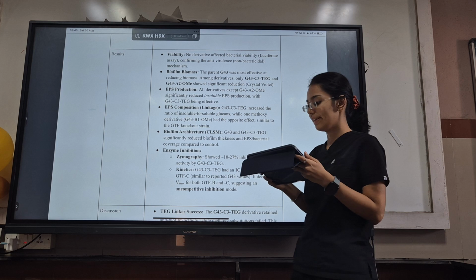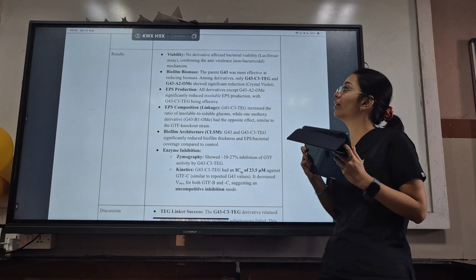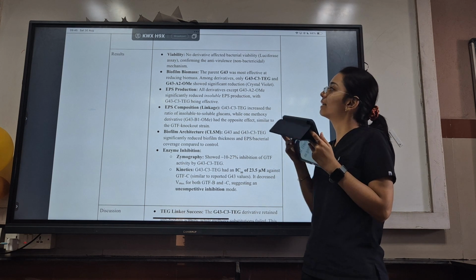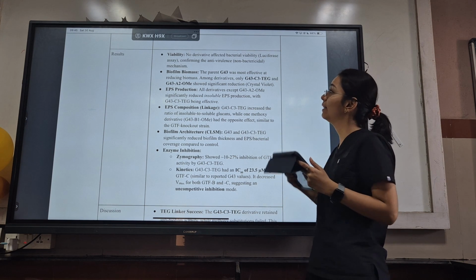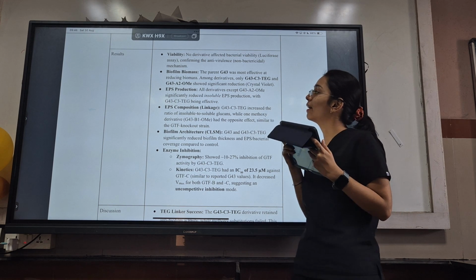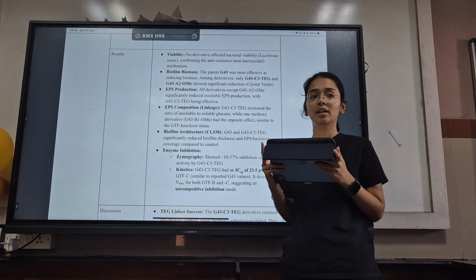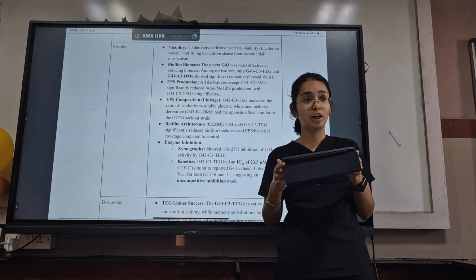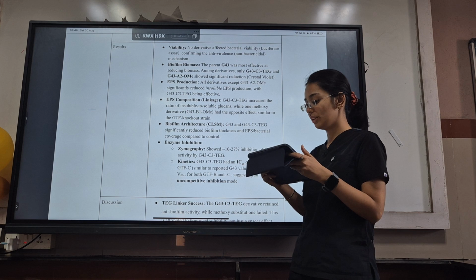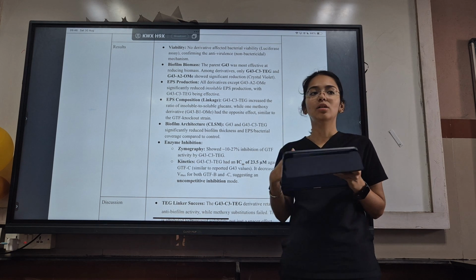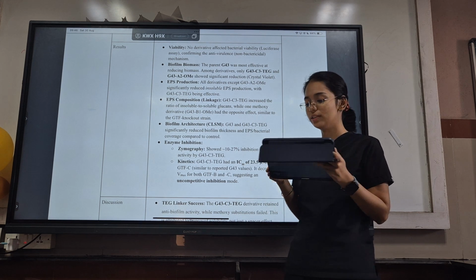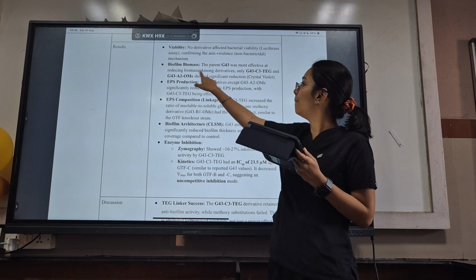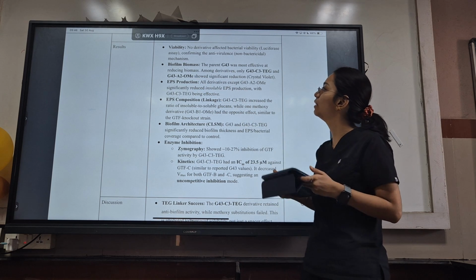So the results were that the derivatives did not affect bacterial viability. The luciferase assay confirmed that. It also confirmed the anti-virulence, as it had non-bactericidal activity. And for biofilm biomass, the parent G43 was most effective at reducing the biomass. Among all the derivatives, only G43C3PG and this methylene showed a significant reduction.